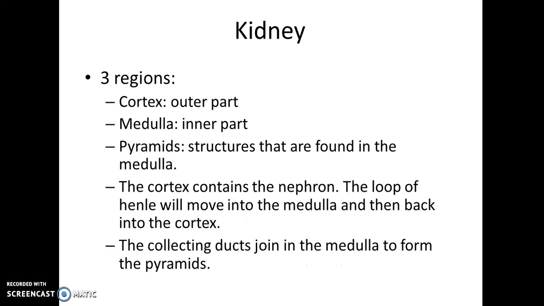Now, there are three regions of the kidney. There's the cortex, which is the outer part, the medulla, which is the inner part, and pyramids that are found within the medulla. The cortex contains the nephrons, and the loop of Henle will move from the cortex to the medulla and back into the cortex. And the collecting tube ducts join in the medulla to form the pyramids. And all of that hopefully will make sense in a moment.